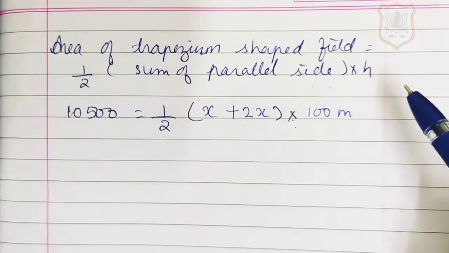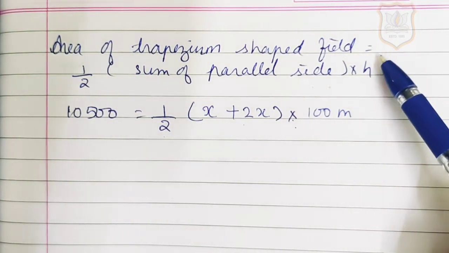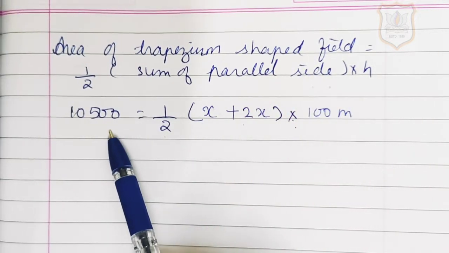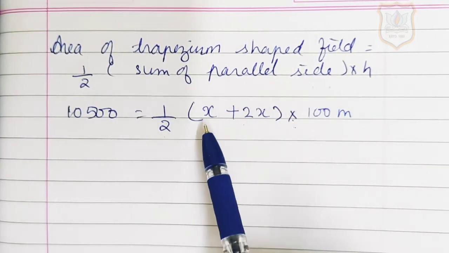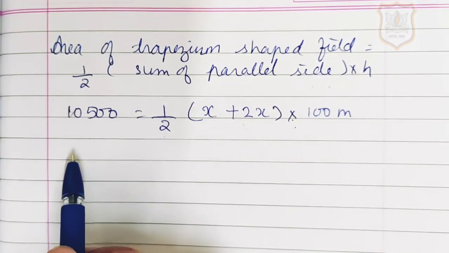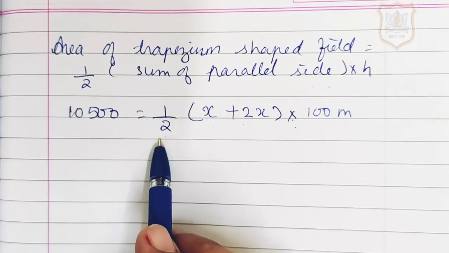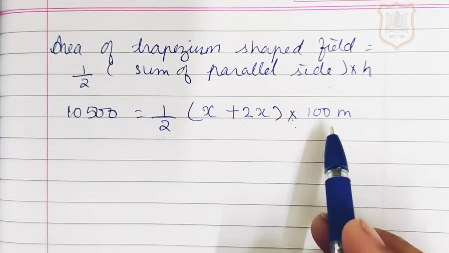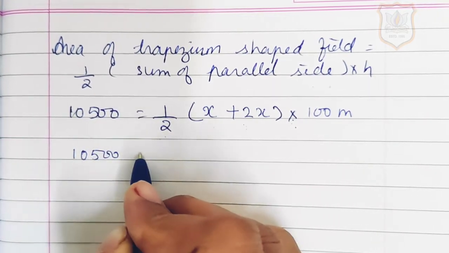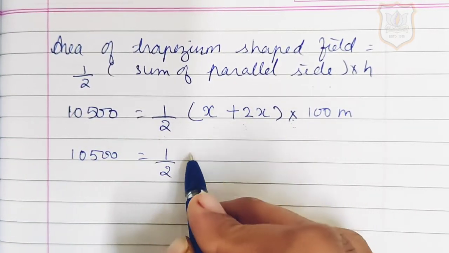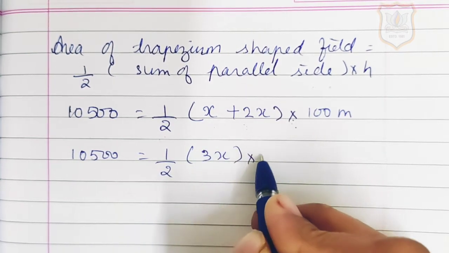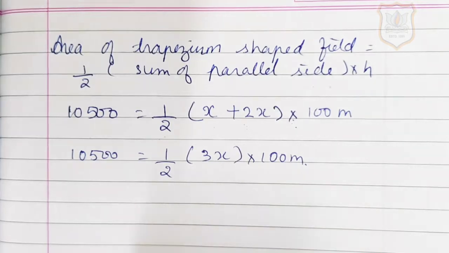See आपको area of trapezium shaped field use करना है and area of trapezium shaped field दिया हुआ है क्वेश्चन में, that is 10,500 and sum of parallel side is x plus 2x. So now 10,500 equals to half in the bracket x plus 2x multiplied by 100 meter. Here we will write 10,500 as it is equals to half we will write here as it is. x plus 2x will be 3x multiplied by 100 meter.